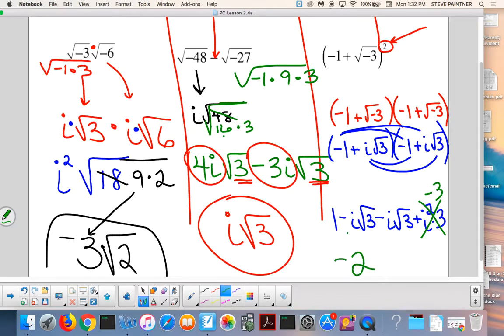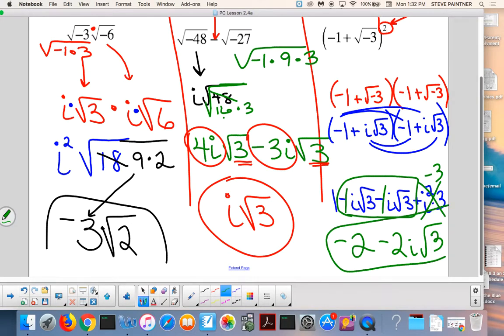Okay. We have like radicals. How many square roots of 3's do I have? Negative 1i and another negative 1i, which makes 2. Negative 2i square root of 3. I call that the answer. Is that a complex looking number? Okay, here's the real part, negative 2. The imaginary part would be negative 2 square root of 3 i. I don't like i in the back, so I put i out in front. Okay?